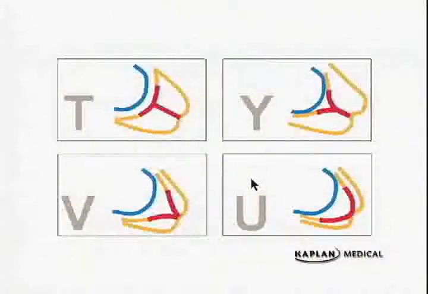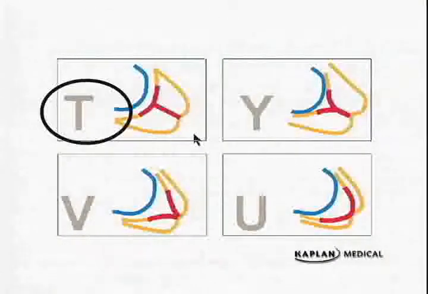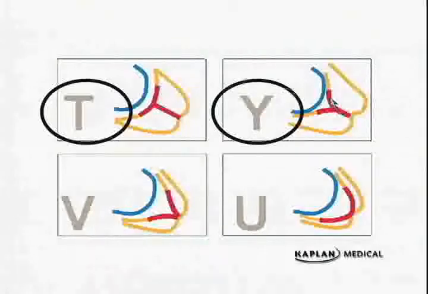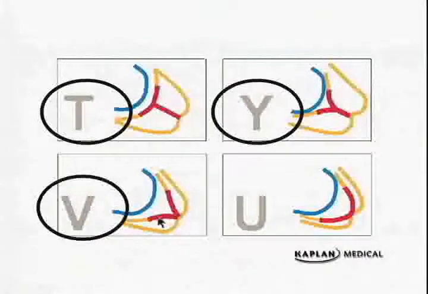This is an artist diagram of what happens to the cervix during effacement. This is the internal os, this is the external os, and you notice there's a T shape. The next thing that happens is the internal os starts funneling, and here you can see a Y shape. As the effacement goes further, it becomes a V shape, and the cervix has hardly any length anymore.